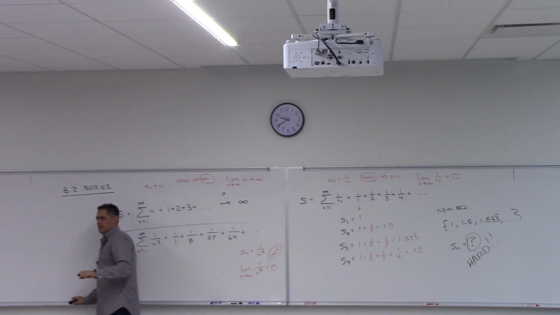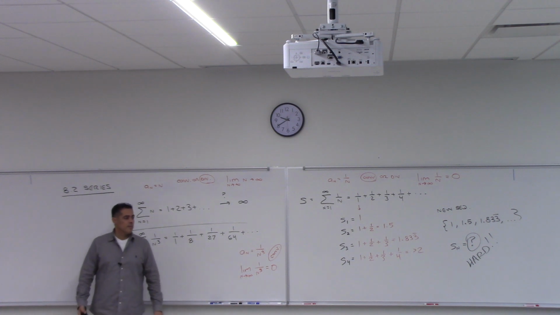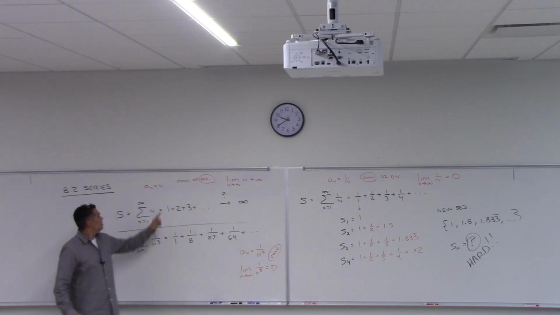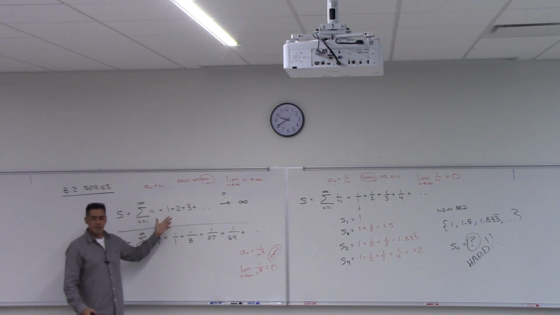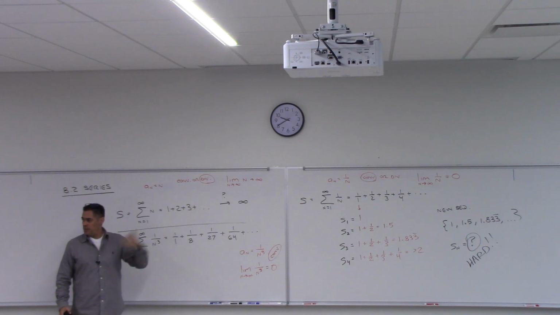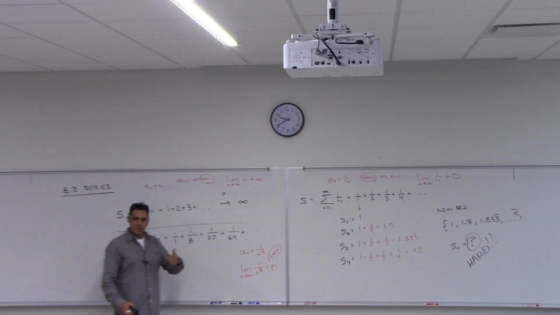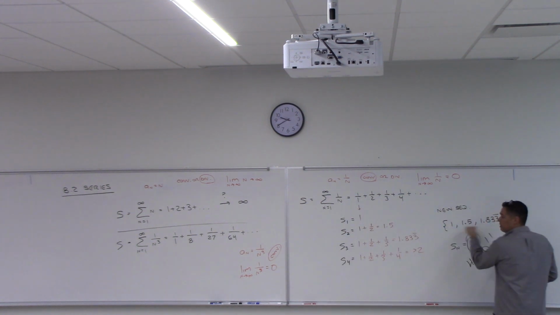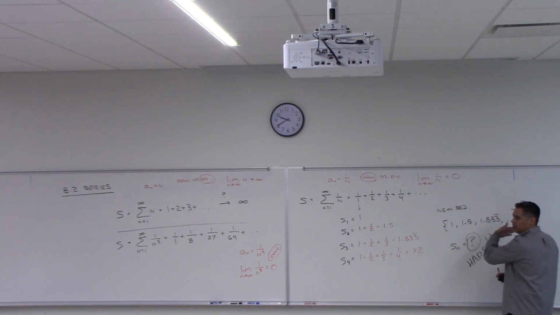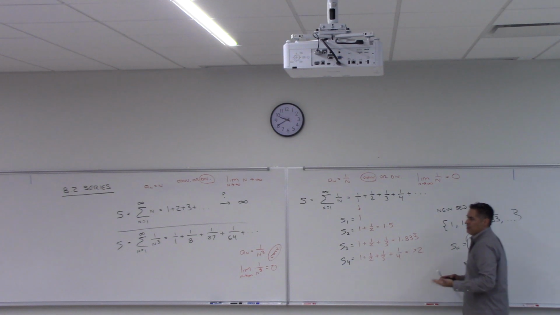Could you define exactly what you mean by series and sequence? Just a straight definition. A sequence is a list of numbers given to you by a formula. A series is the sum of those. The same question, yeah. A sequence is just a list of numbers. This is a sequence right here, because it's just a list of numbers. A series is when you add those up.